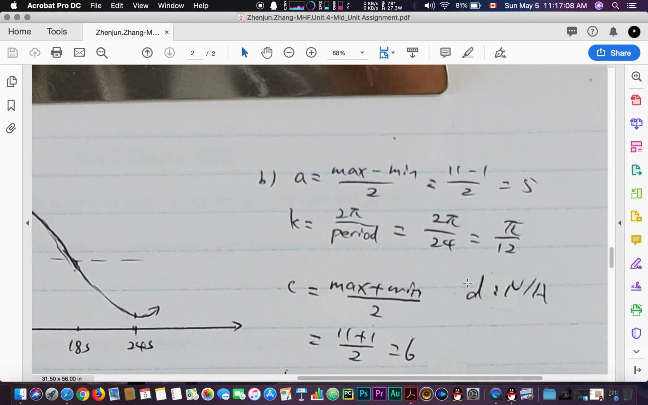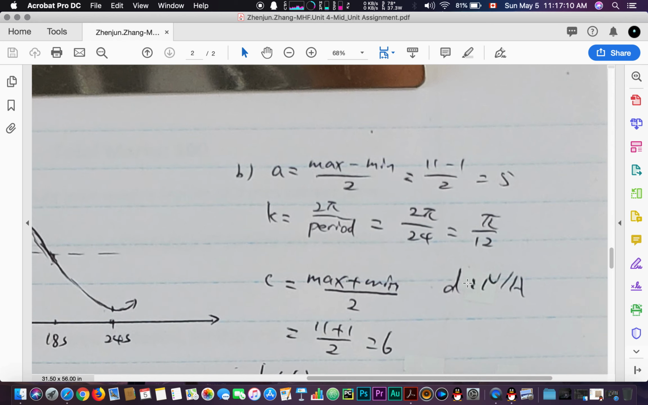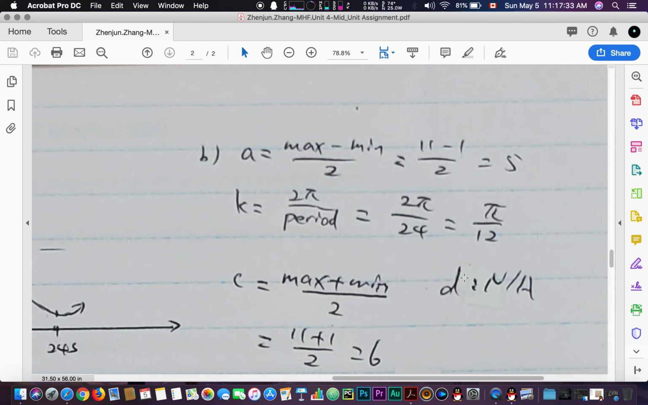Then we come to question B. Write a trigonometric equation that describes the graph. So A equals maximum minus minimum divided by 2, which equals 11 minus 1 divided by 2, equals 5. K is 2 pi divided by the period, or cycle. 2 pi divided by 24 equals pi over 12.